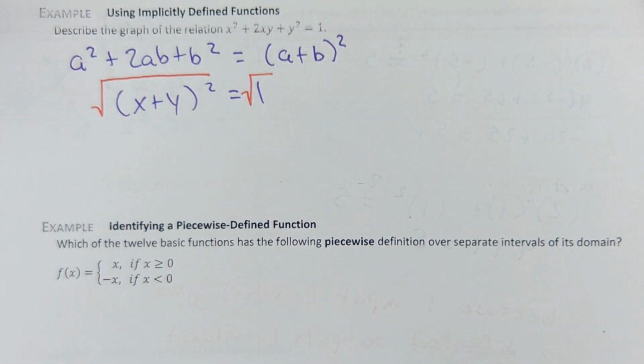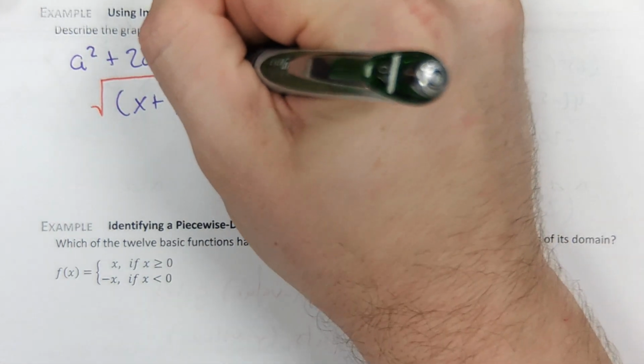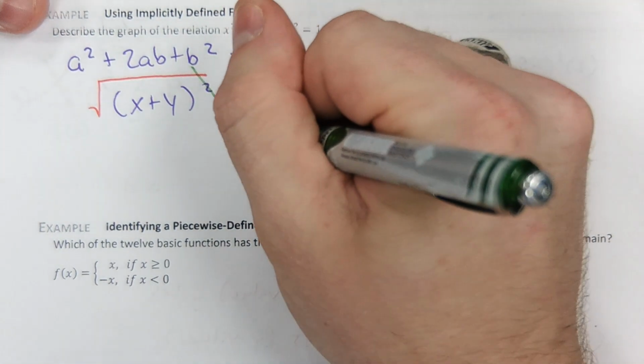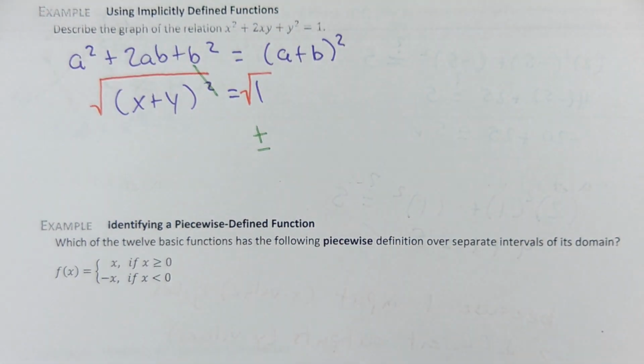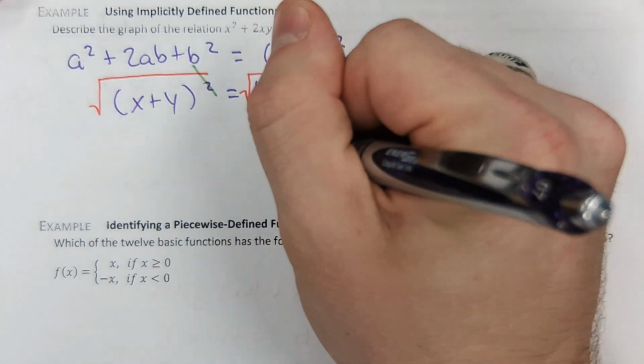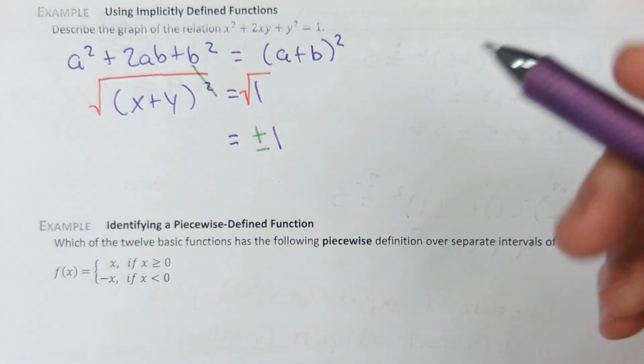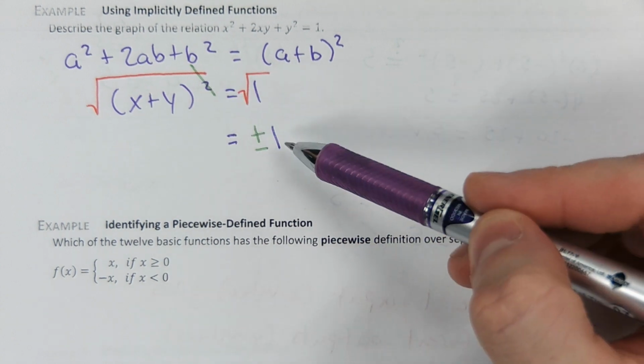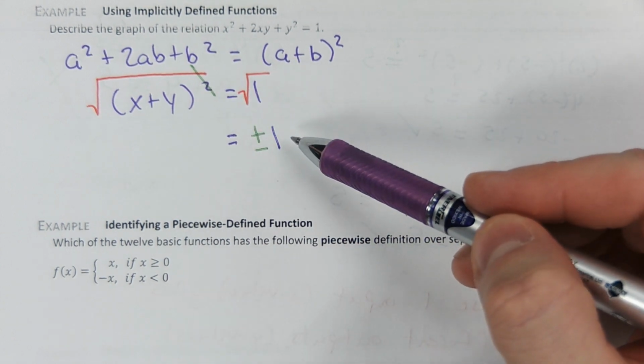This is where your algebra skills come in handy. You have to remember that anytime you cancel a square with a square root, you will create a plus or minus on the other side. Now, the square root of 1 is 1. But because I had to take the root of a square, it could have been positive or negative 1. I never would have known.